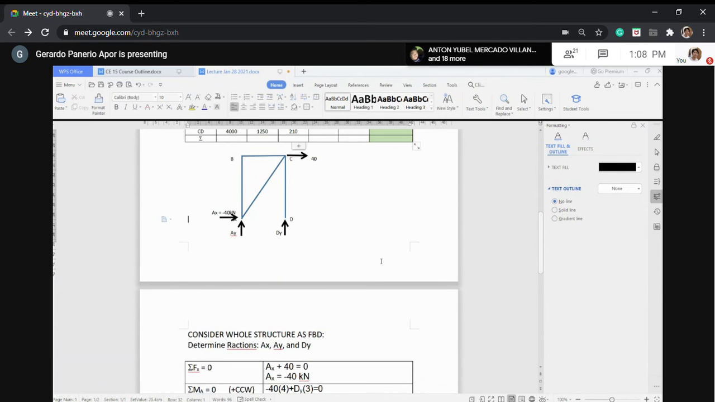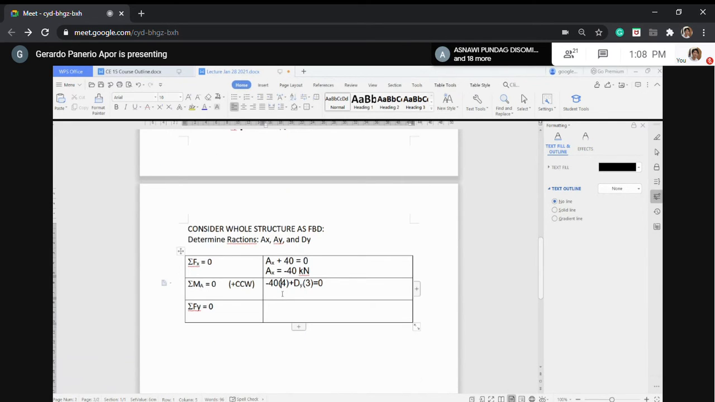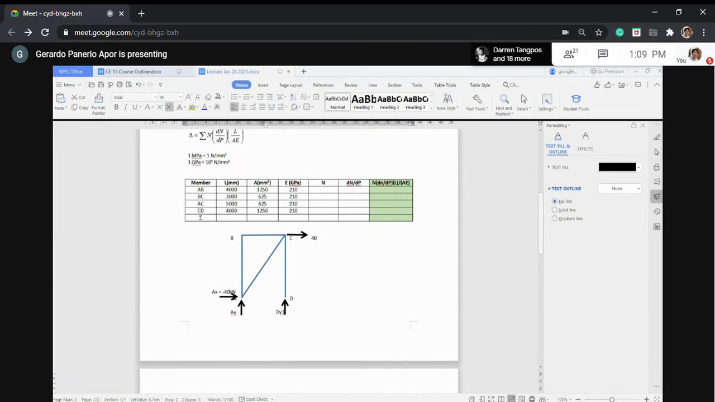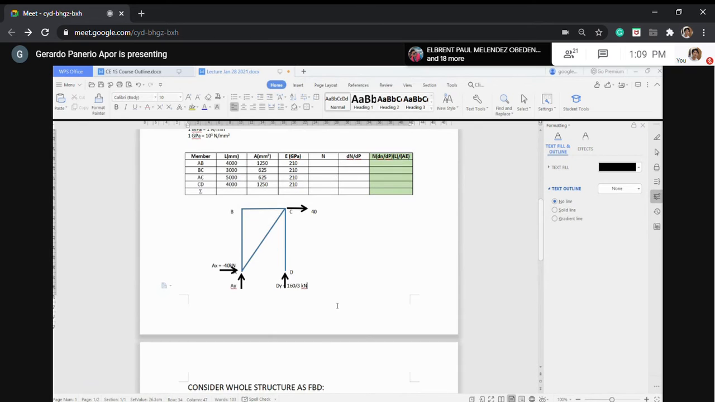So here we can solve for Dy. Dy is equal to 160 divided by 3 kilonewton. Positive Dy, meaning that Dy is equal to 160 divided by 3 kilonewton. Okay, so that's it.